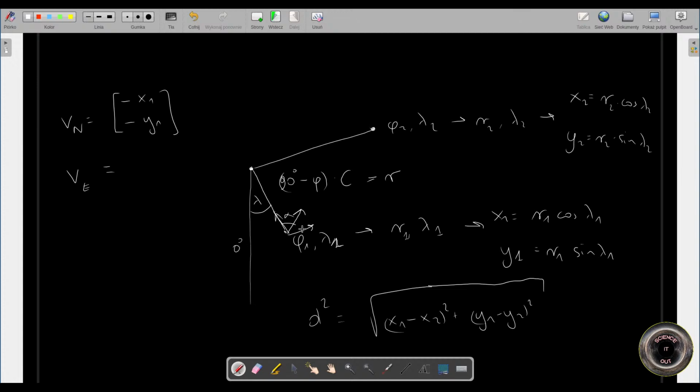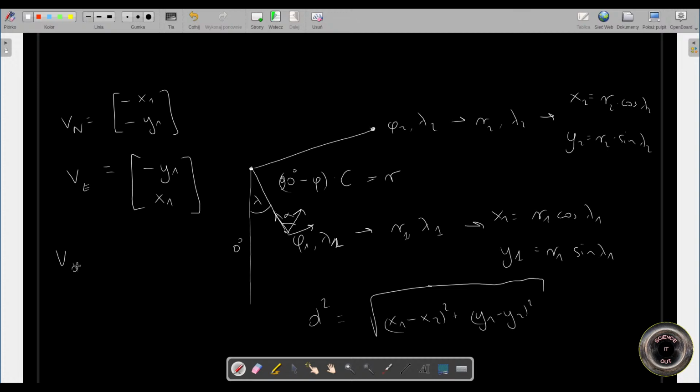So if this is x, it needs to be, so, let me think for a moment. This would be positive x, positive y, and we need positive y, negative x. So it will be negative y1 and x1, something like that. If I didn't make a mistake, that would be the vector to the east.